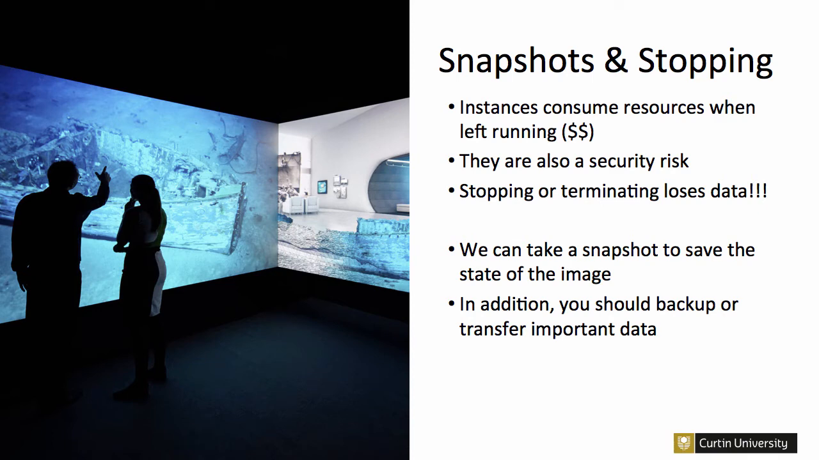Any instance that you leave running is consuming resources. So we need to make sure that we're not paying for things that we don't need, that we've accidentally left running. And they're also a security risk. So anything that's accessible on the internet is at risk of being hacked. But if we just stop or terminate our instance without looking after our data, we might lose all of our data. So what we can do is take a snapshot and save the state of that image, and it's a good idea to run backups of your systems and transfer manually any important data.